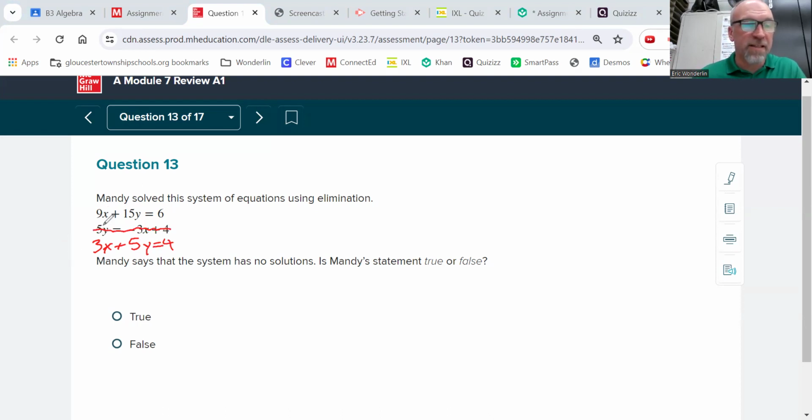This is 9x. This is 3x. I can multiply by 3. Or this is 15y. This is 5y. I can multiply by 3. If they both multiply by 3, they're both going to eliminate. Multiply this by 3. And now that equation says 9x plus 15y equals 12. 3 times 4, 12. The 9x eliminates. The 15y eliminates. 6 minus 12, or 12 minus 6. Either way, I'm going to get 0 on the left, 6 or negative 6 on the right.